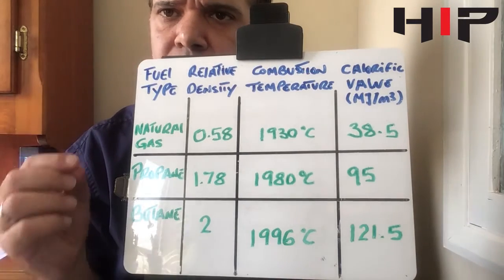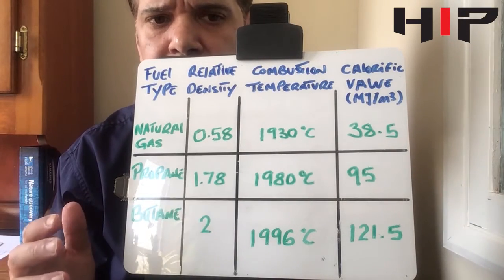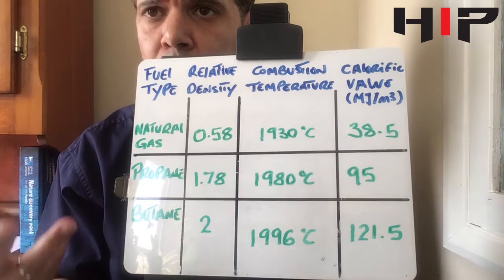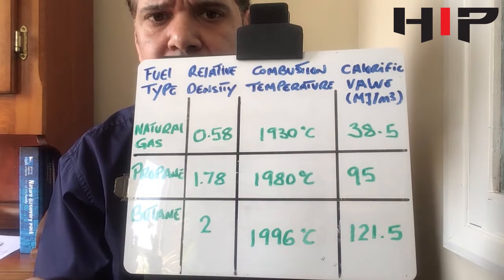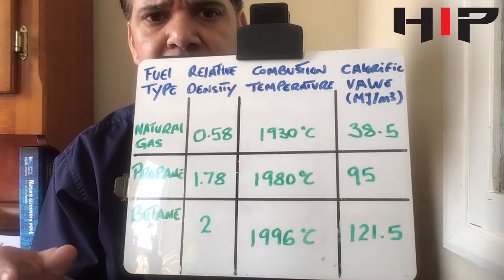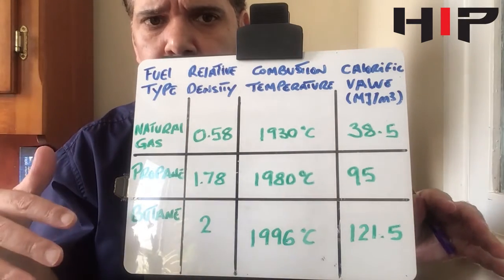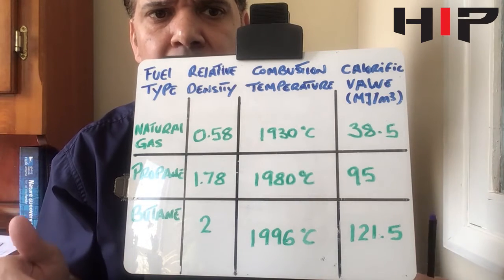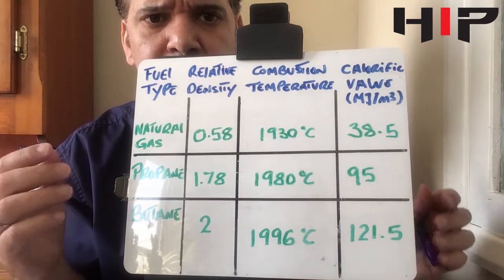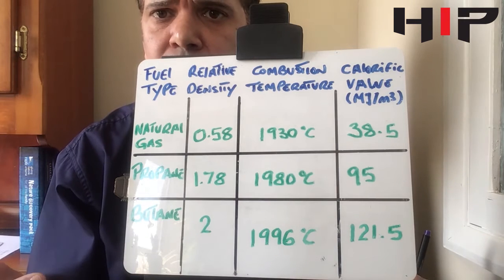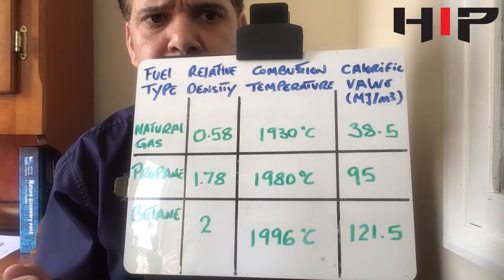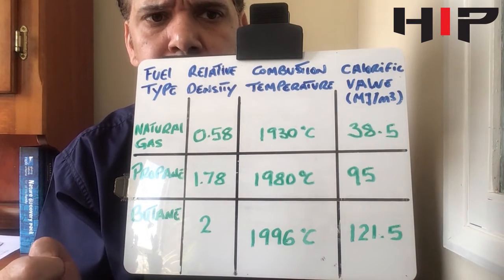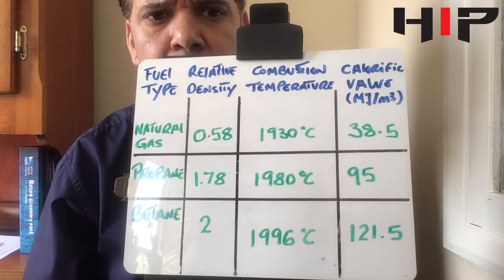Now let's look at propane. As you can see from here, propane has a relative density over 1, which is 1.78. So you will go straight to the floor. You will sink. Because of that, the calorific value is 95 megajoules per cubic meter.